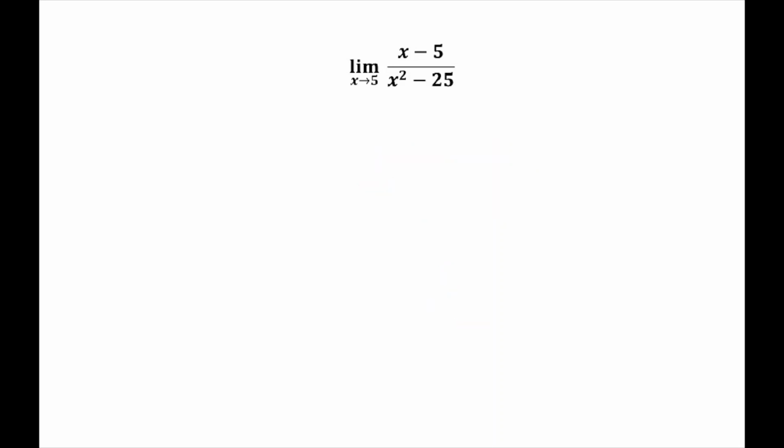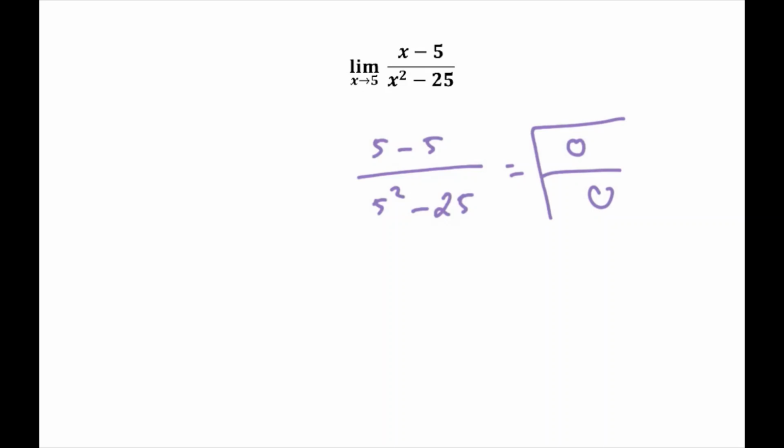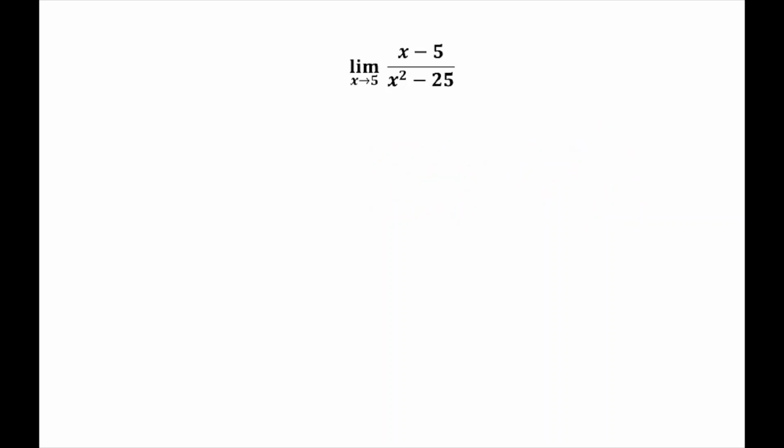Now here, x minus 5 over x squared minus 25. If you try to substitute, you will get 5 minus 5 over 5 squared minus 25. 5 minus 5 is 0. 5 squared, which is 25, minus 25 is 0. Once you get the ratio 0 over 0, you need to stop and think about something else.